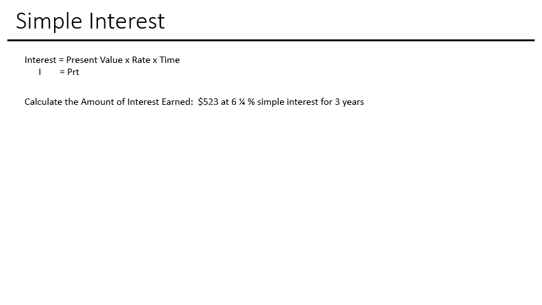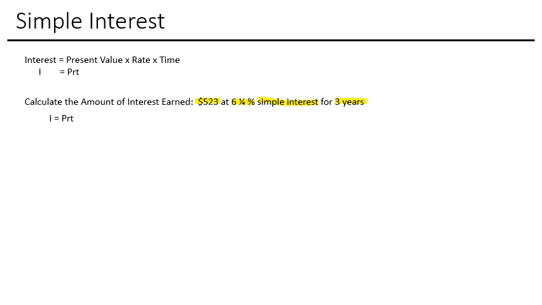So let's talk about this first problem. Calculate the amount of interest earned on $523 at 6.25% simple interest for 3 years. What I like to do is go through and highlight the important things. So $523 is important. 6.25% interest, and 3 years, that's also important. And finally, this is simple interest, which tells you which formula you need to use. All of those things are going to be very important as we move on.